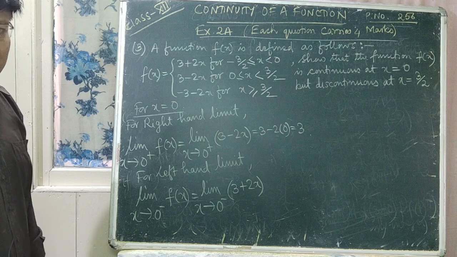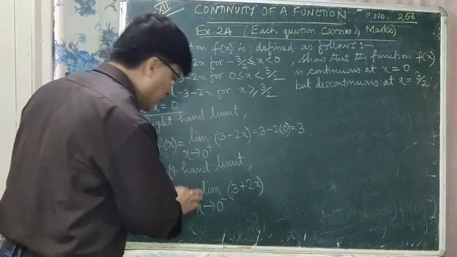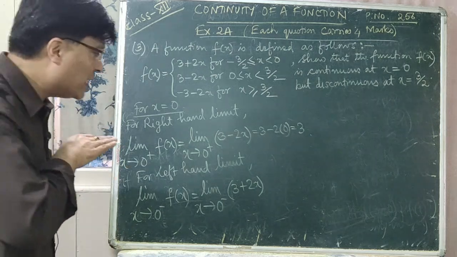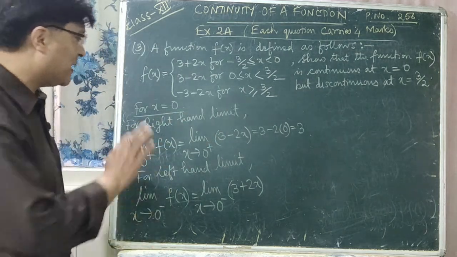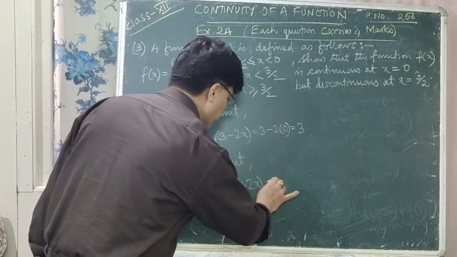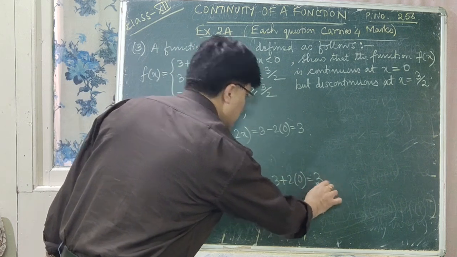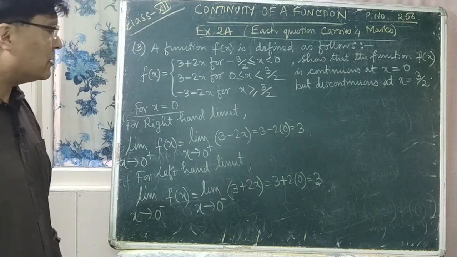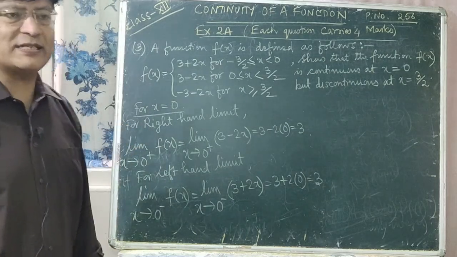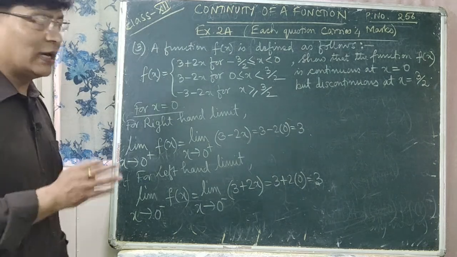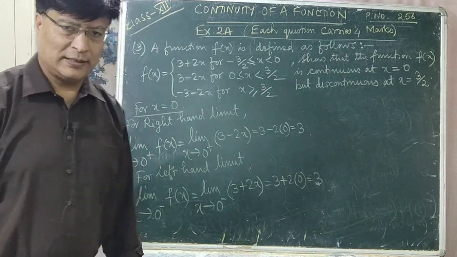Is that clear now? So now x is tending towards 0 from the left hand side. That is, x is approaching towards 0. You can take the value of x as 0 out here. So it is equal to 3 plus 2 into 0, which is equal to 3. That means we got the left hand limit as 3. Is that clear?